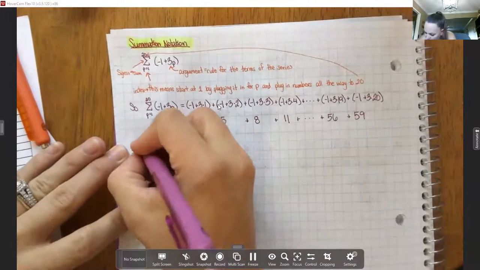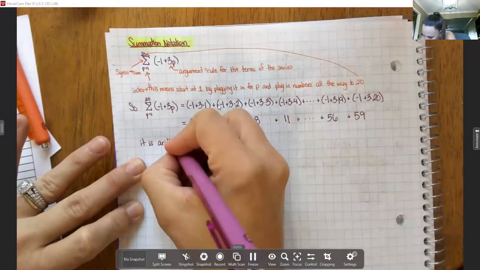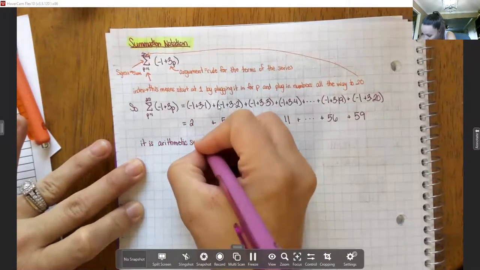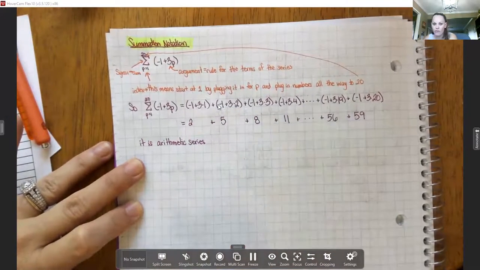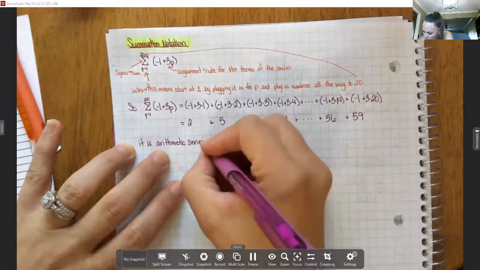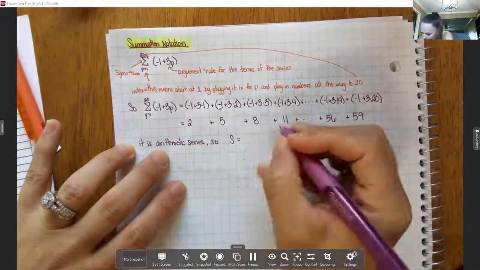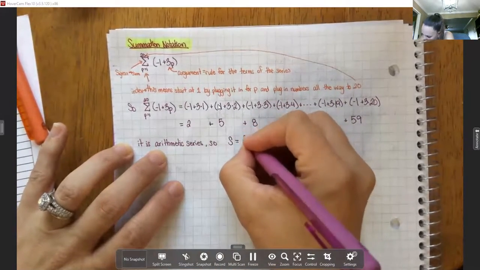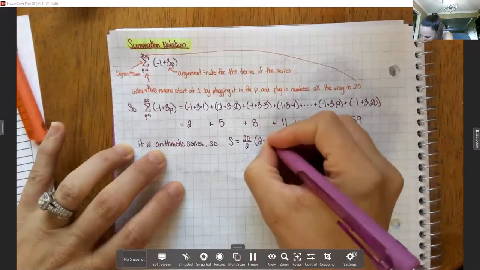But this is an arithmetic series. So if we're actually finding the sum here, 2 plus 5 plus 8 plus 11 plus all the way to 59. So it's an arithmetic series, so we can use our formula. The sum is equal to 20 divided by 2 times 2 plus 59.